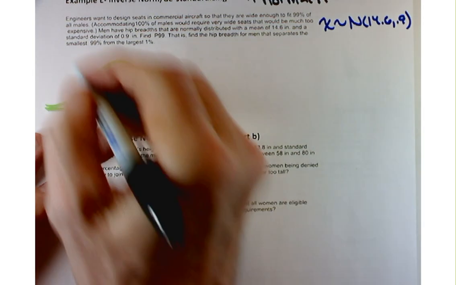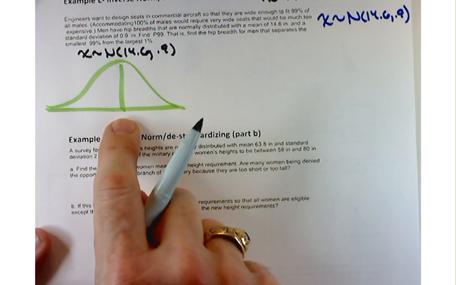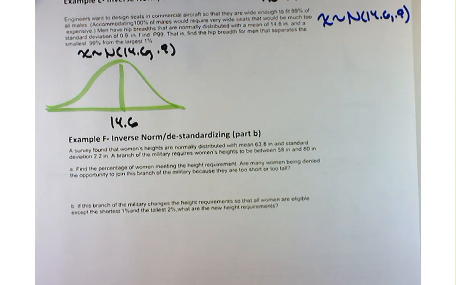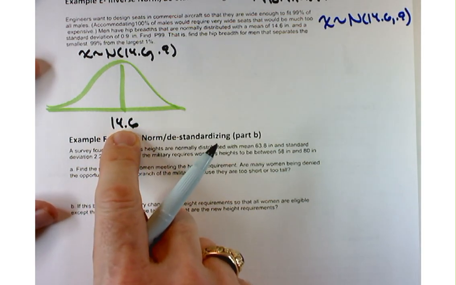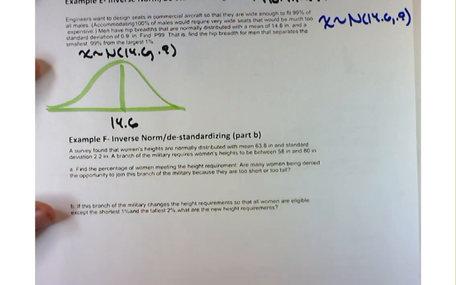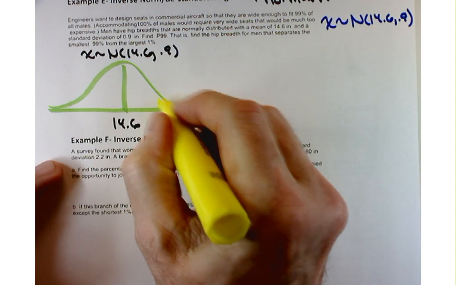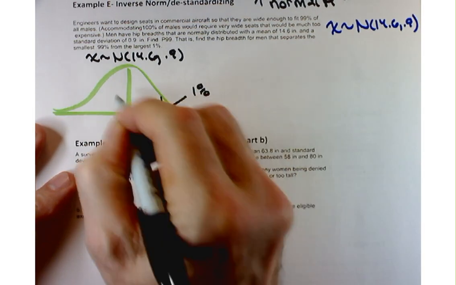So here's my distribution. X is distributed normally with mean of 14.6 and a standard deviation of 0.9. What should I label this with down here? 14.6. Yeah, that's your mean. That's what divides things down the center. We want the 99th percentile. Is that going to be to the right of 14.6 or to the left? Yeah, it should be to the right. So it's going to be out here, somewhere out in the tail. It's the point that separates the bottom 99% from the top 1%. So 1% here, 99% here.